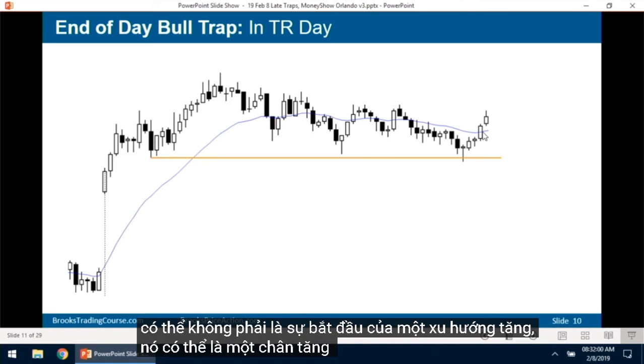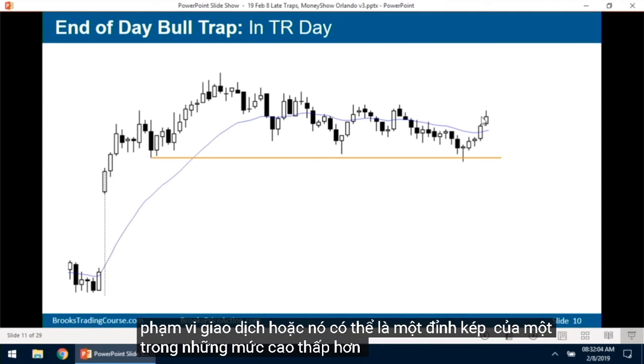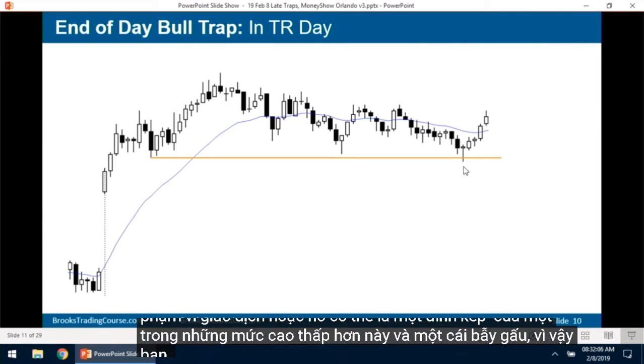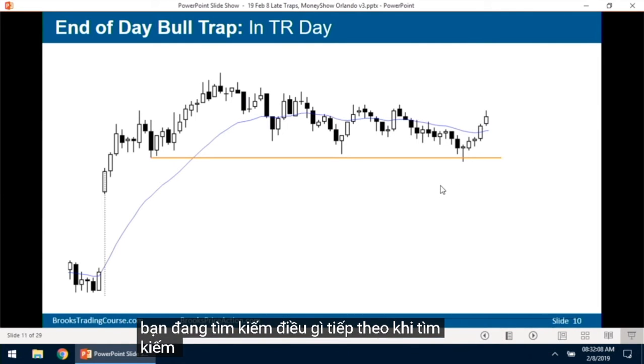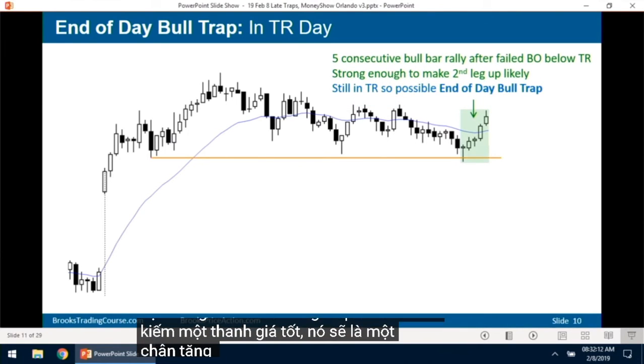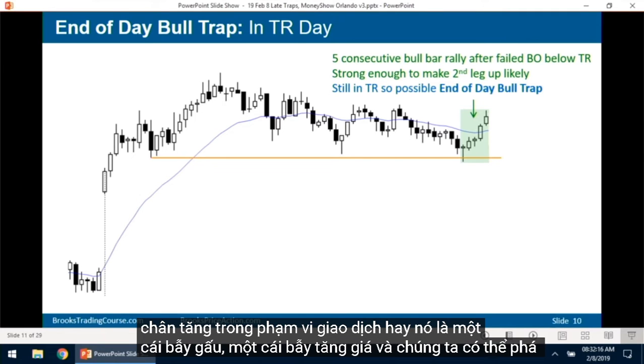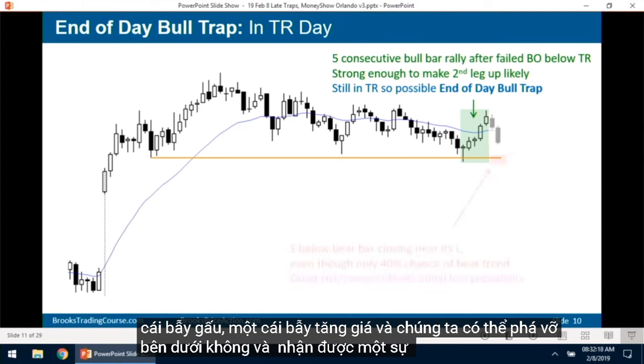It might be a bull leg in a trading range, or it could be a double top with one of these lower highs and a bear trap. So what are you looking for next? You're looking for a bear bar, okay? Is it going to be a bull leg in a trading range, or is it a bear trap, a bull trap, and could we break below and get a reversal?